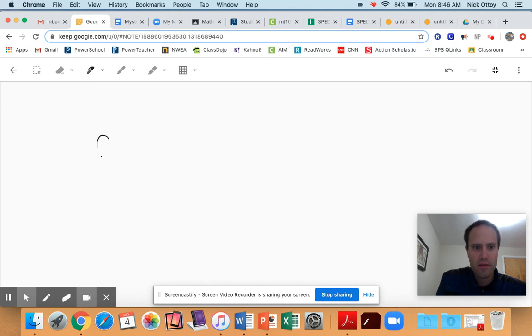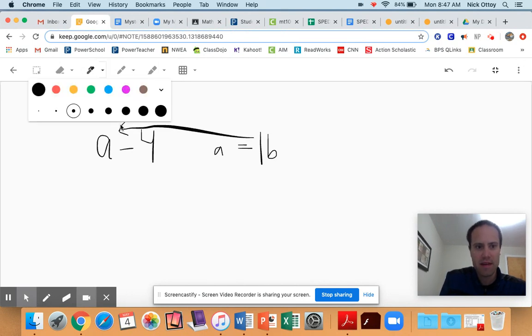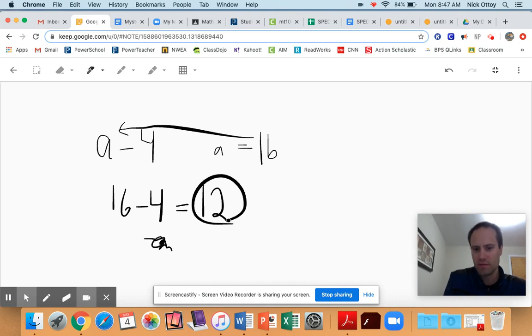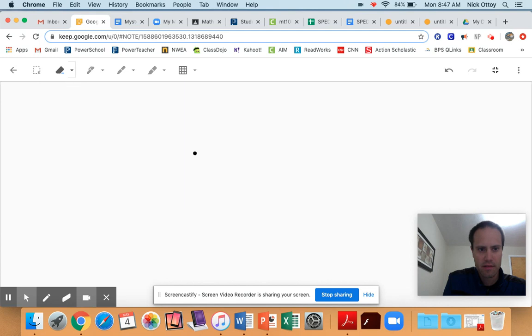So if I have the letter A minus 4 when A is 16, all I'm going to do is plug 16 in for A. Okay, I'm going to make this a little bigger so you guys can see. So then I'm going to go 16 minus 4, which equals 12. So that's my whole answer. It's just 12. Okay. Let's try a little harder one.